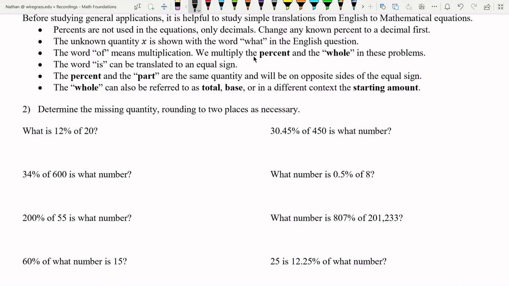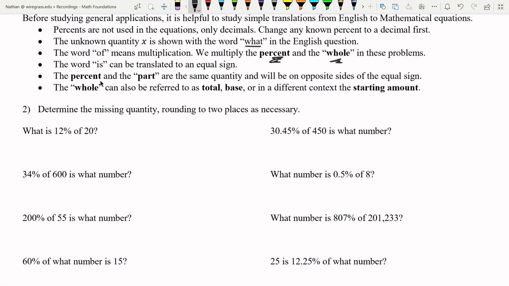The unknown quantity x is going to be shown really with the word what. That's how you typically see that in the English question. Of in this statement means multiplication. Now, sometimes the word of in English is just used because you need to use the word of. But typically, if you see the word of with mathematics, that means multiplication. We always multiply the percent and the whole. You never multiply the percent and the part. That's not how percents work. Is an equal sign. That's what that means.